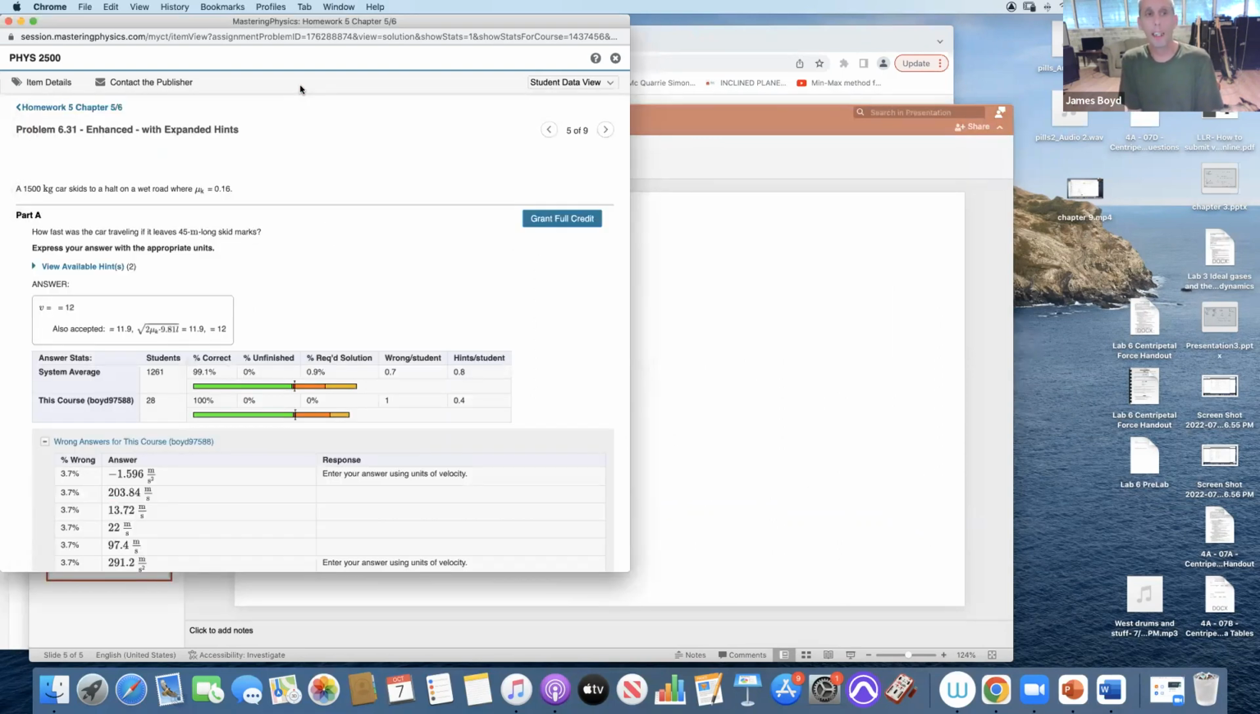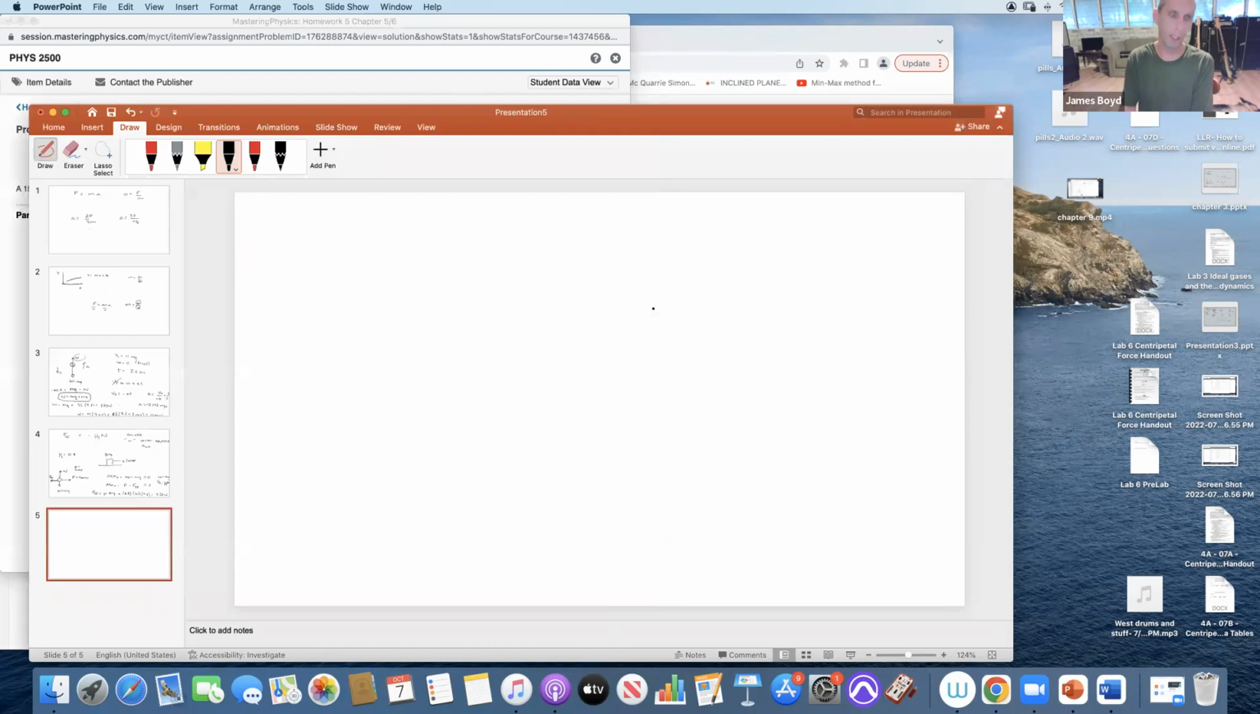A 1,500 kilogram car skids to a halt on a wet road where the coefficient of kinetic friction is 0.16. Now, if it leaves 45-meter long skid marks, we want to know how fast was its initial velocity. So first of all, the car is traveling on the road and it has a normal force, it has a weight, and it starts to brake. So there is a force of kinetic friction, since it's already moving, that opposes the direction that it's traveling. We're going to assume it's traveling in that direction.